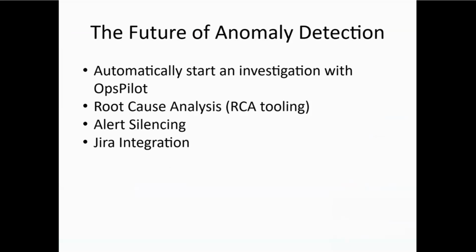So the immediate thing we're working on at the moment is, if the anomaly is triggered, if it actually does fire the email or the Slack message out to say there's something here that could be wrong, we're going to pair it with Ops Pilot so that it will actually start an investigation. So we're looking at root cause analysis here. There is some RCA tooling coming as well that we're going to work on within the environment of FusionReactor.